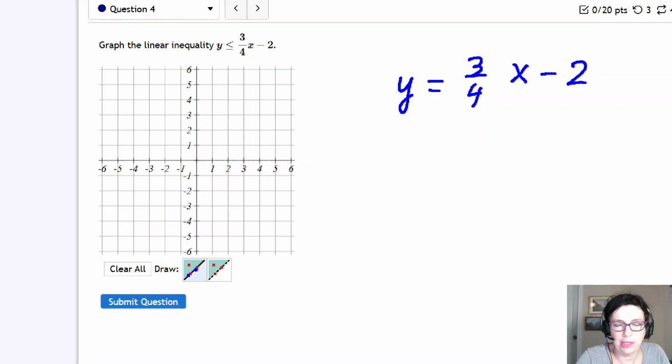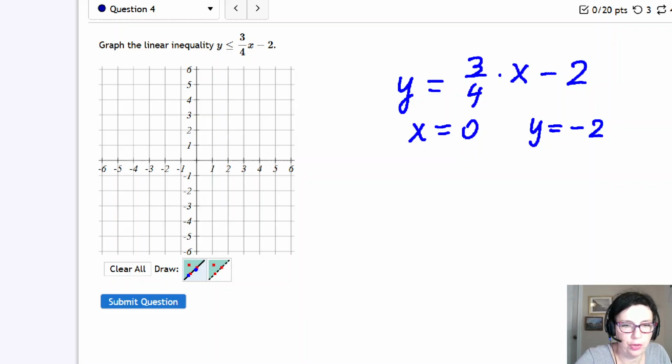Well, the easiest thing, if you can, is to start with the y-intercept, because that's always easy. So when x equals 0, if you plug it in, 3/4 multiplied by 0 is 0, and then subtract 2, that's just going to be negative 2. So the y-intercept is (0, -2). So we start over here. We're not going right or left, but we're going 2 down.